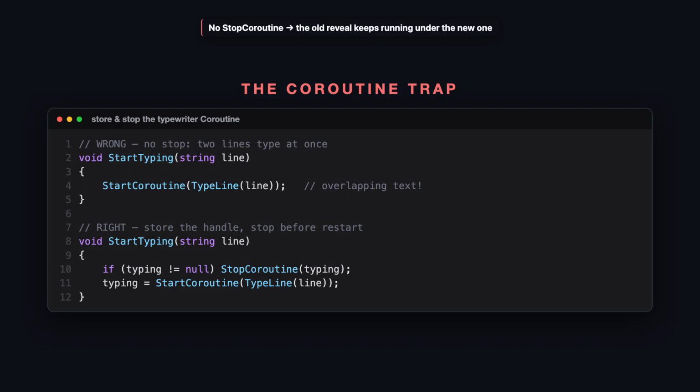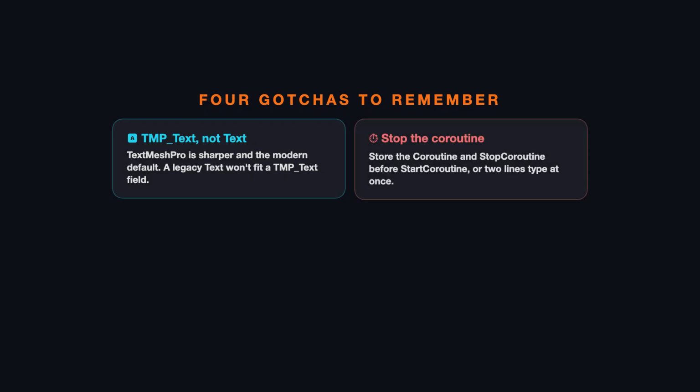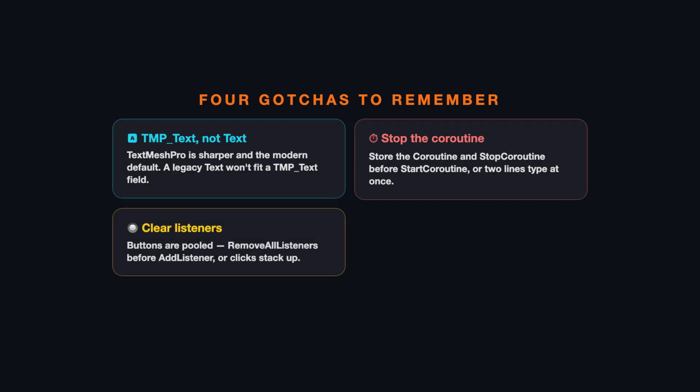Second, store and stop your typewriter coroutine. If StartTyping just calls StartCoroutine every time without stopping the previous one, 2 lines reveal at once and the text turns to soup. Keep the handle, StopCoroutine before you start the next. Third, clear your button listeners. Because the choice buttons are pooled and reused, always RemoveAllListeners before you AddListener. Otherwise every click stacks another jump on top of the last.